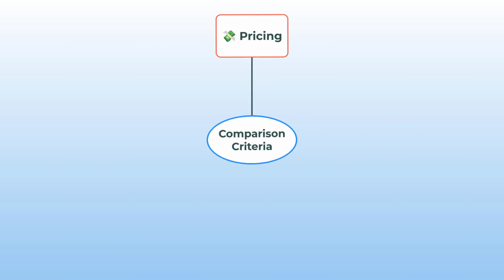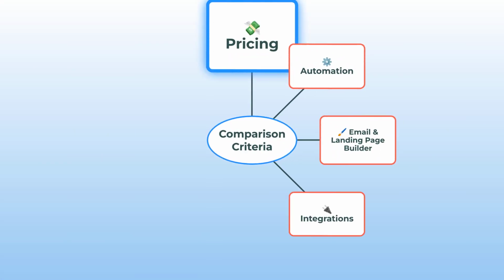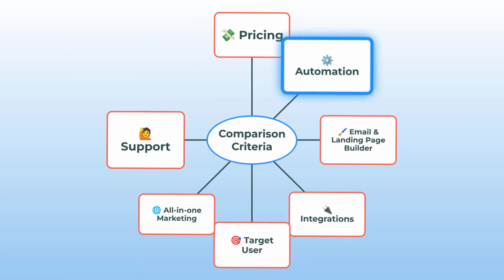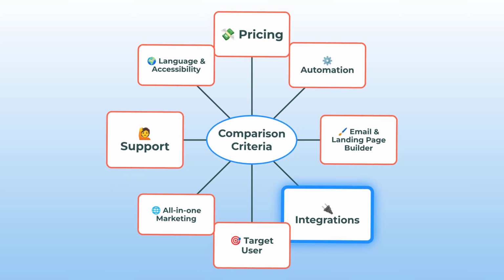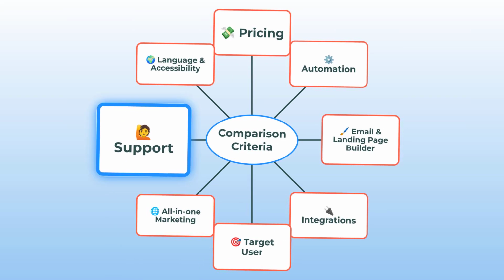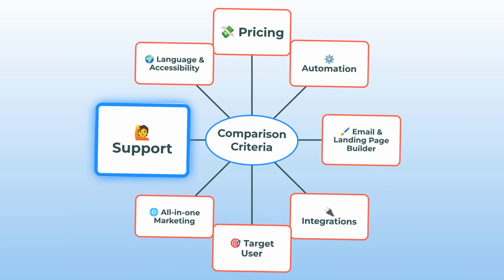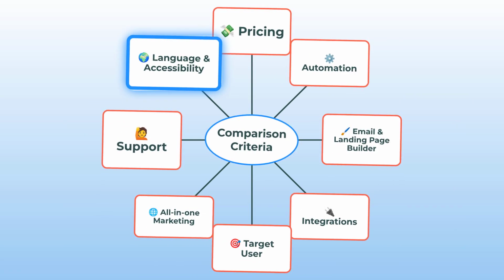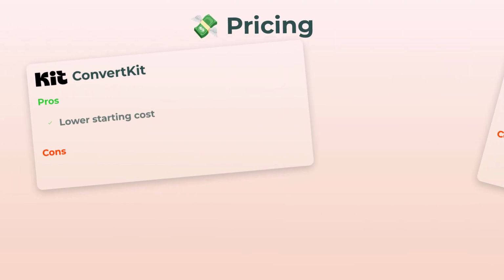So here's a mind map of what we're comparing today. We've got pricing, automation, which is a biggie, email and landing page builder, integrations, who each platform is targeting, how all-in-one the marketing package really is, support options, because trust me, you will need it. And hey, language and accessibility. Let's dive right in.